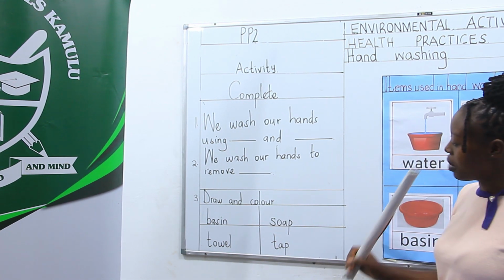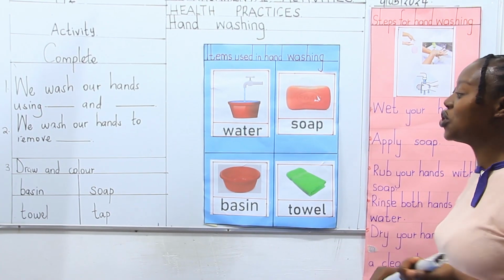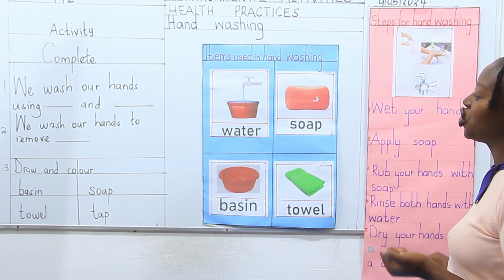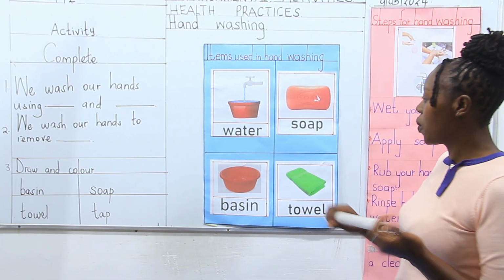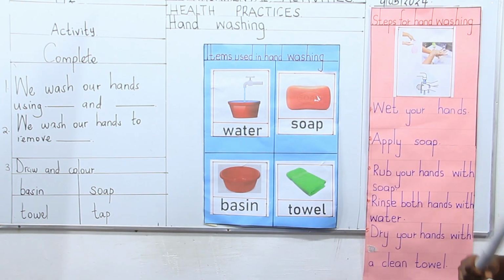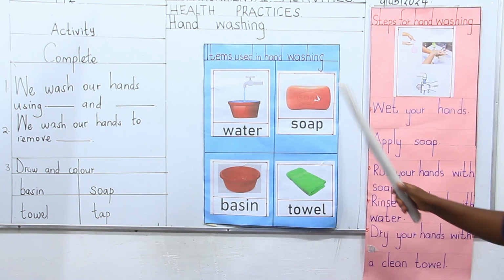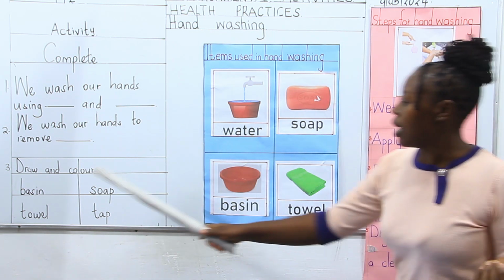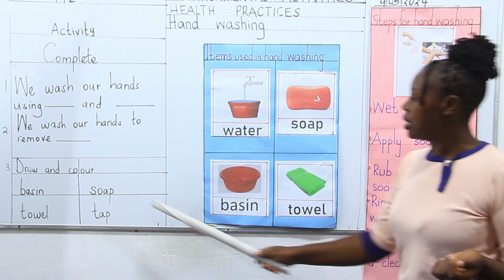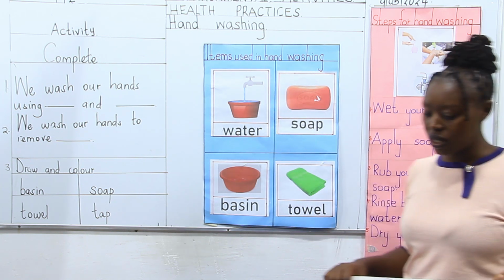Then move on to number 3. It says draw and color. You'll be required to draw and color items used to wash our hands. We have a basin. It's here. You can draw. You choose the color you want. Soap. We have a soap here. Towel. You also have a towel here. And you have to draw a tap. We have our tap here with running water.